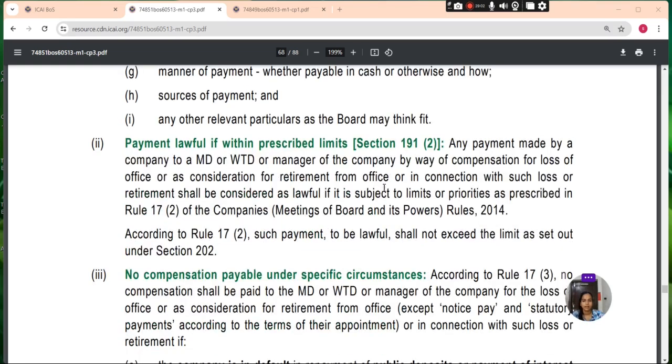उसके बाद आता है हमारा that will be the payment lawful if within the prescribed limit. Any payment which is made by the company to the managing director, full-time director, manager, of the company by way of compensation for loss of office or as consideration for retirement from office or in connection with such a loss or retirement shall be considered as lawful if it is subject to limit or priorities as prescribed in Rule 17 of the Companies (Meetings of Board and its Powers) Rules 2014. According to Rule 17, such a payment to be lawful shall not exceed the limit as set out under Section 202.